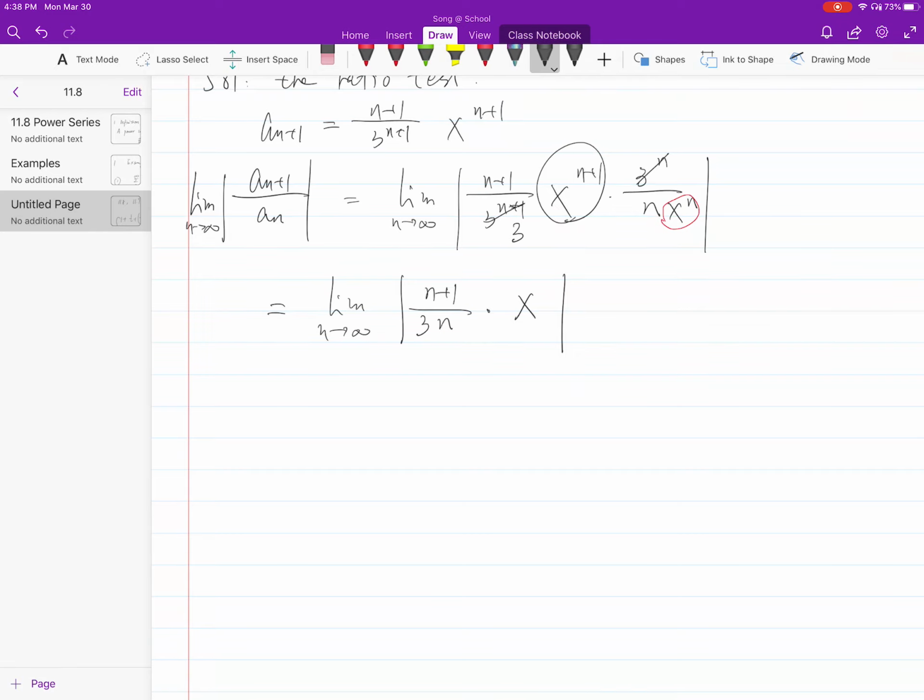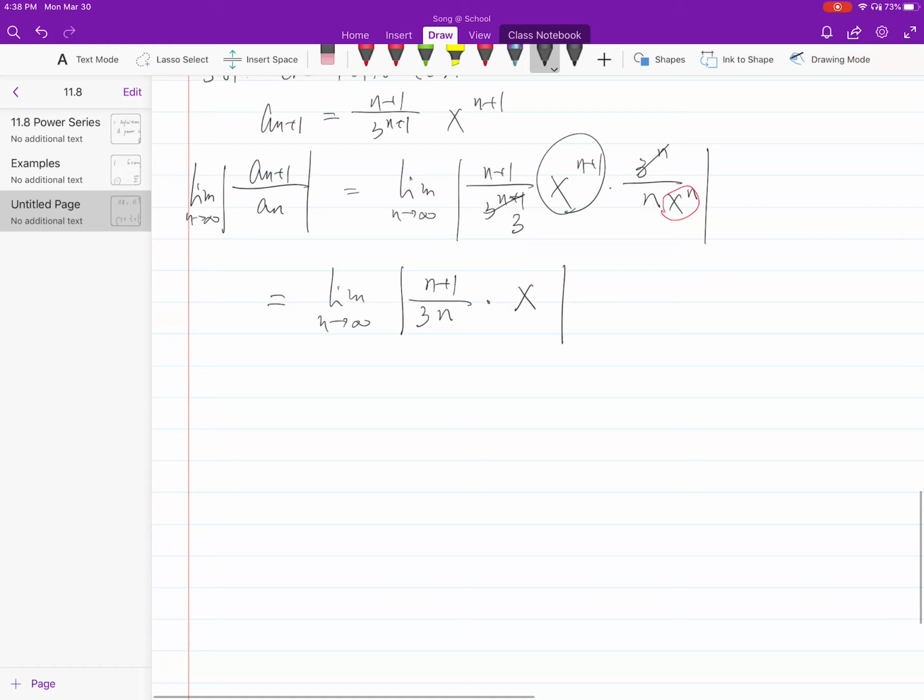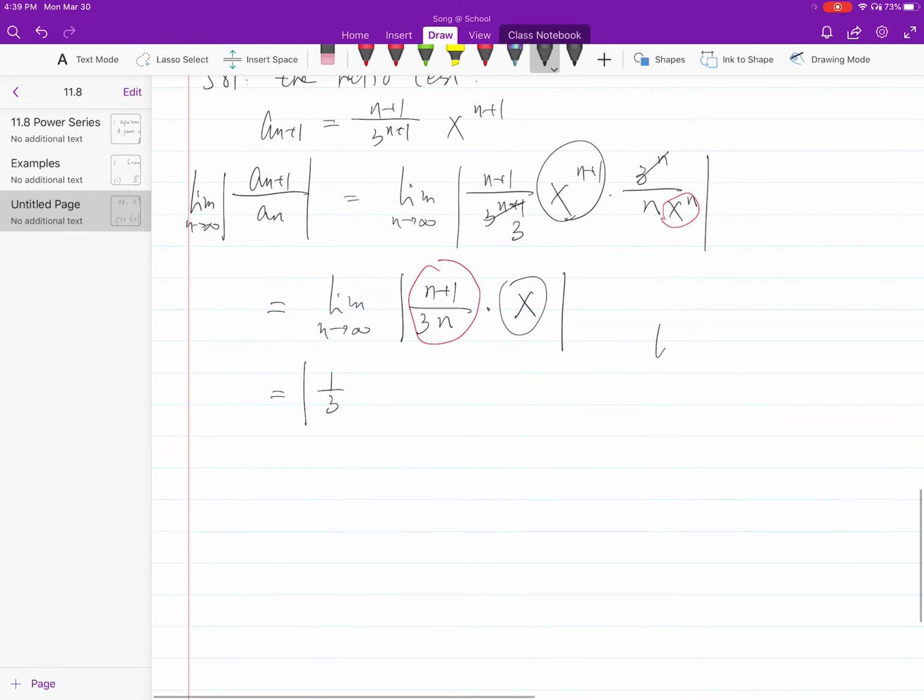Okay. Now ask yourself, what is the limit when n goes to infinity of this part? It's just going to be 1/3. Right? Leading terms. Okay. What's the limit when n goes to infinity of x? Remember, x has nothing to do with n. It's almost asking you, what is the limit n goes to infinity of 2? It's just going to be 2. What's the limit n goes to infinity of 3? That's just going to be 3 because you have no n inside. Then this is nothing but just 1/3 x.